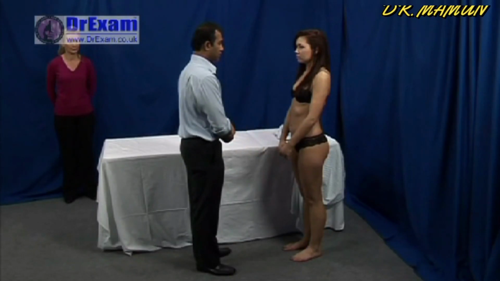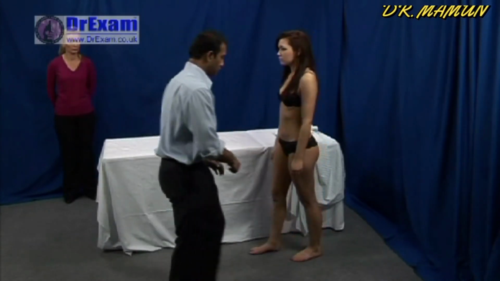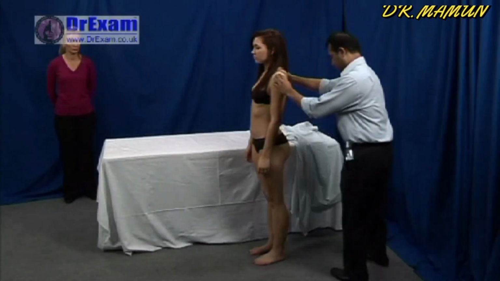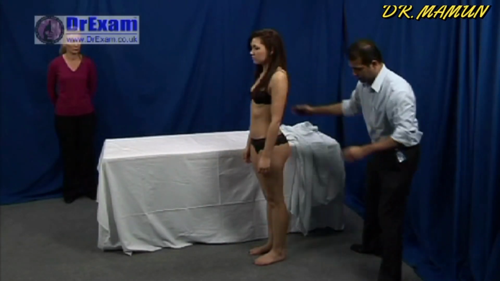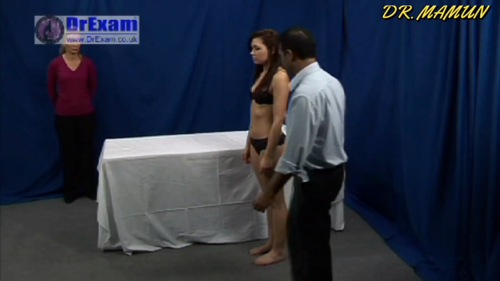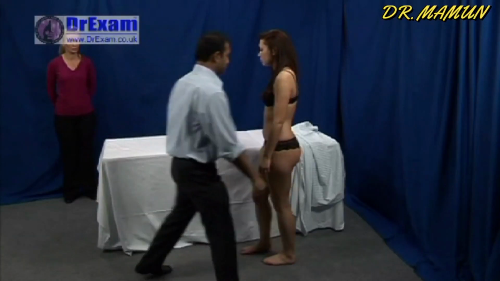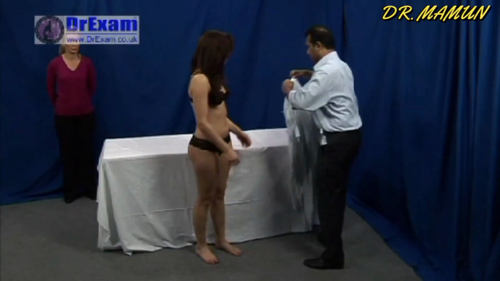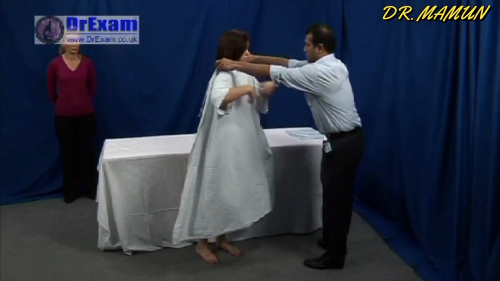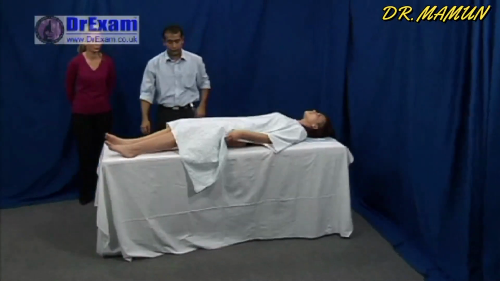With the patient standing, inspect from the front, back and sides of the joint, looking for any scars, swellings, asymmetry, deformity, erythema, sinuses and muscle wasting. Now lay the patient on the couch, supine. We will demonstrate the remainder of the examination on the right side. However, you must remember to examine both sides.